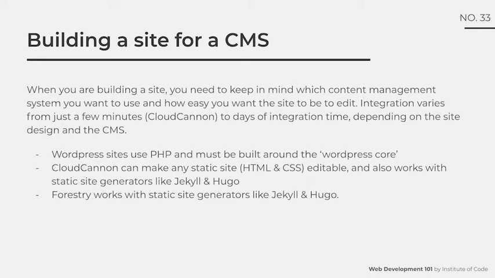If I built a site for Cloud Canon, I can build the site in HTML, CSS, and JavaScript, and it'll take me only a few minutes to integrate with Cloud Canon. On the other hand, if I was building a site that I wanted for WordPress, I really need to start with that in mind or allow plenty of time for the custom integration. So I take my HTML and CSS and I still need to build it around the WordPress core using PHP. It's just something to keep in mind.